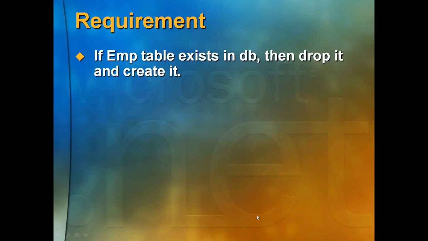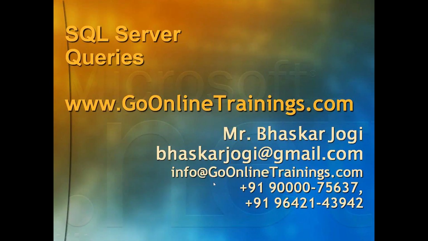Whenever they ask you, if the employee table exists in a database, then drop it and create it. What is the query? The query is: if exists, select star from sys.tables where name equal to employee. If it is there, then you say drop table name, go, and you must be able to create it. Guys, am I clear? This is the one that you should know.